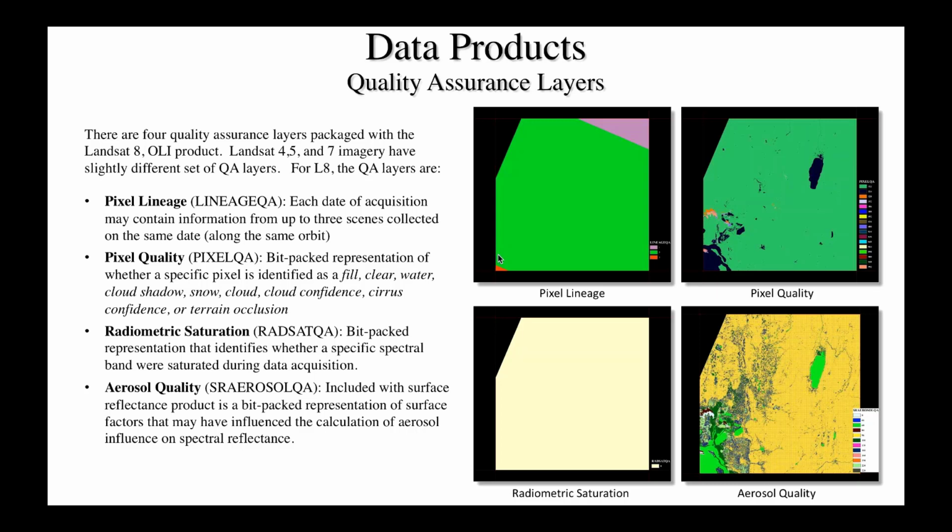And these all come packaged with each product. So the top of atmosphere will have all but the aerosol quality, and the surface reflectance will have all, including the atmosphere aerosol quality layer, so that you can basically backtrack.